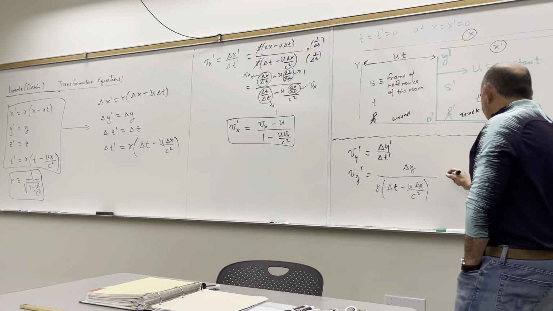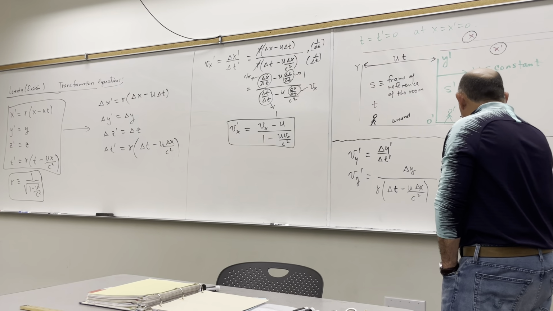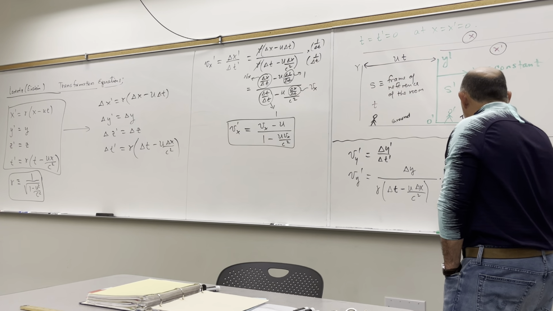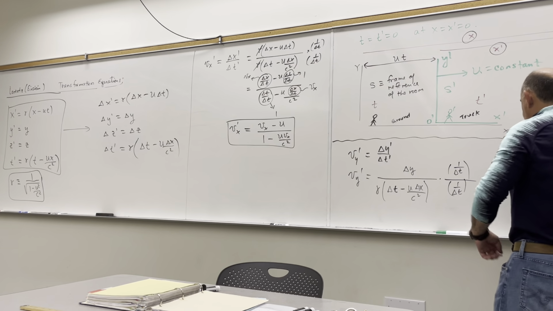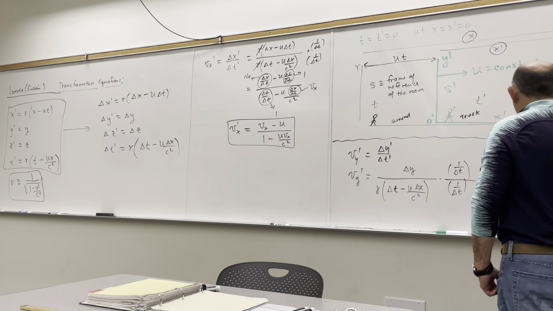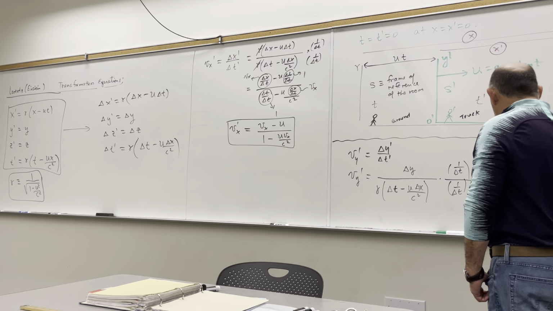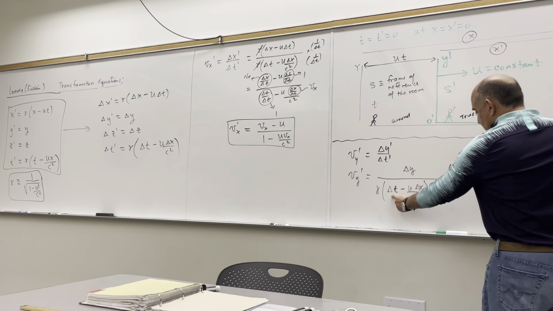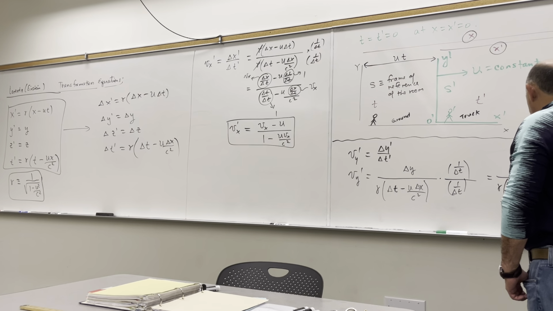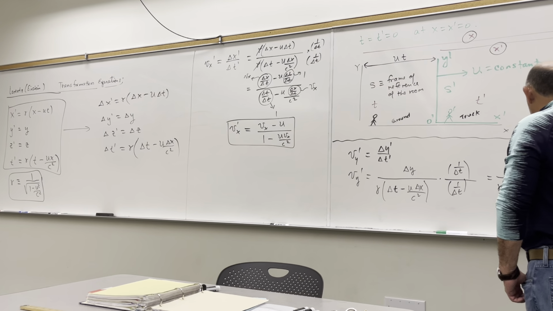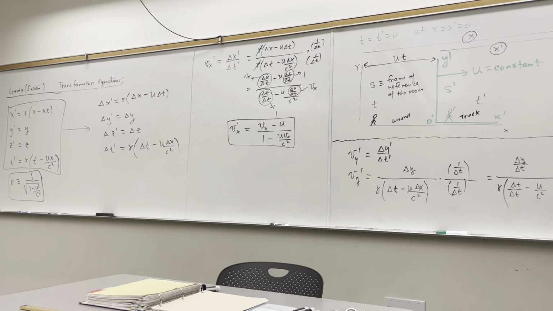And again, I multiply by 1 over delta t, numerator and denominator. So this becomes delta y over delta t over gamma, and then we have delta t over delta t, which is going to be 1, but I'll write it down anyway, minus u. There's a c squared downstairs, and then I would have a delta x over delta t.